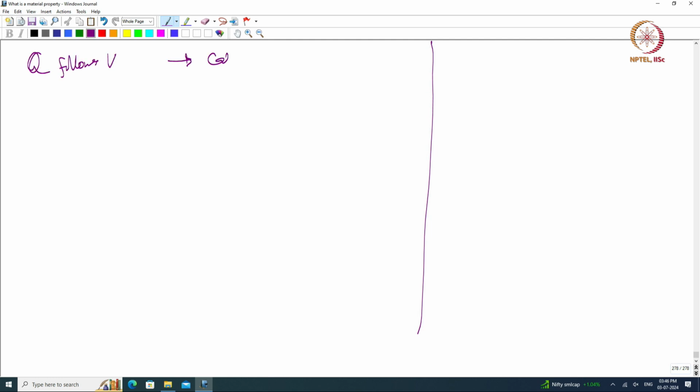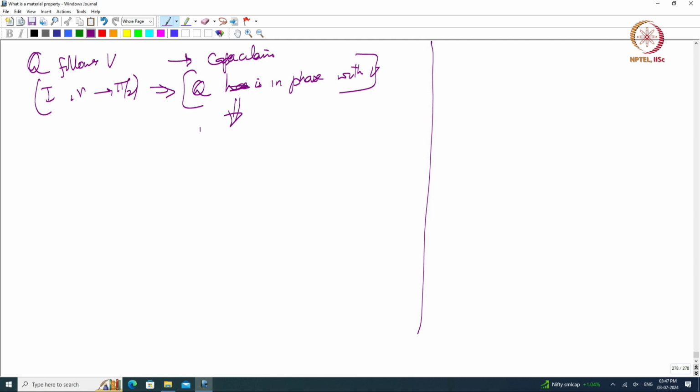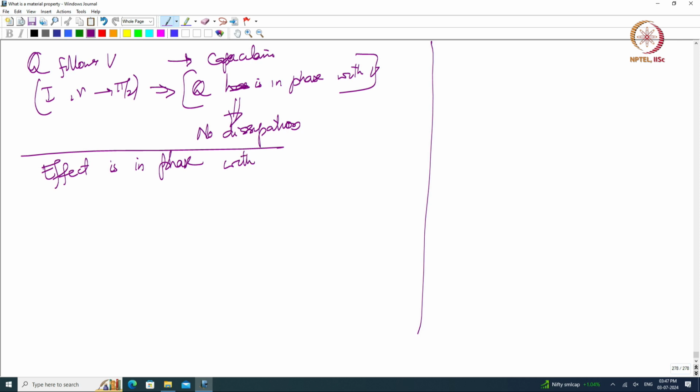Now, if Q follows V, I have a capacitance. The current has a phase difference of pi by 2, and that means Q is in phase with V. So that means I have no dissipation. In other words, if the effect exactly follows the cause, nothing is dissipated. If the effect is in phase with the cause, there is going to be no dissipation.